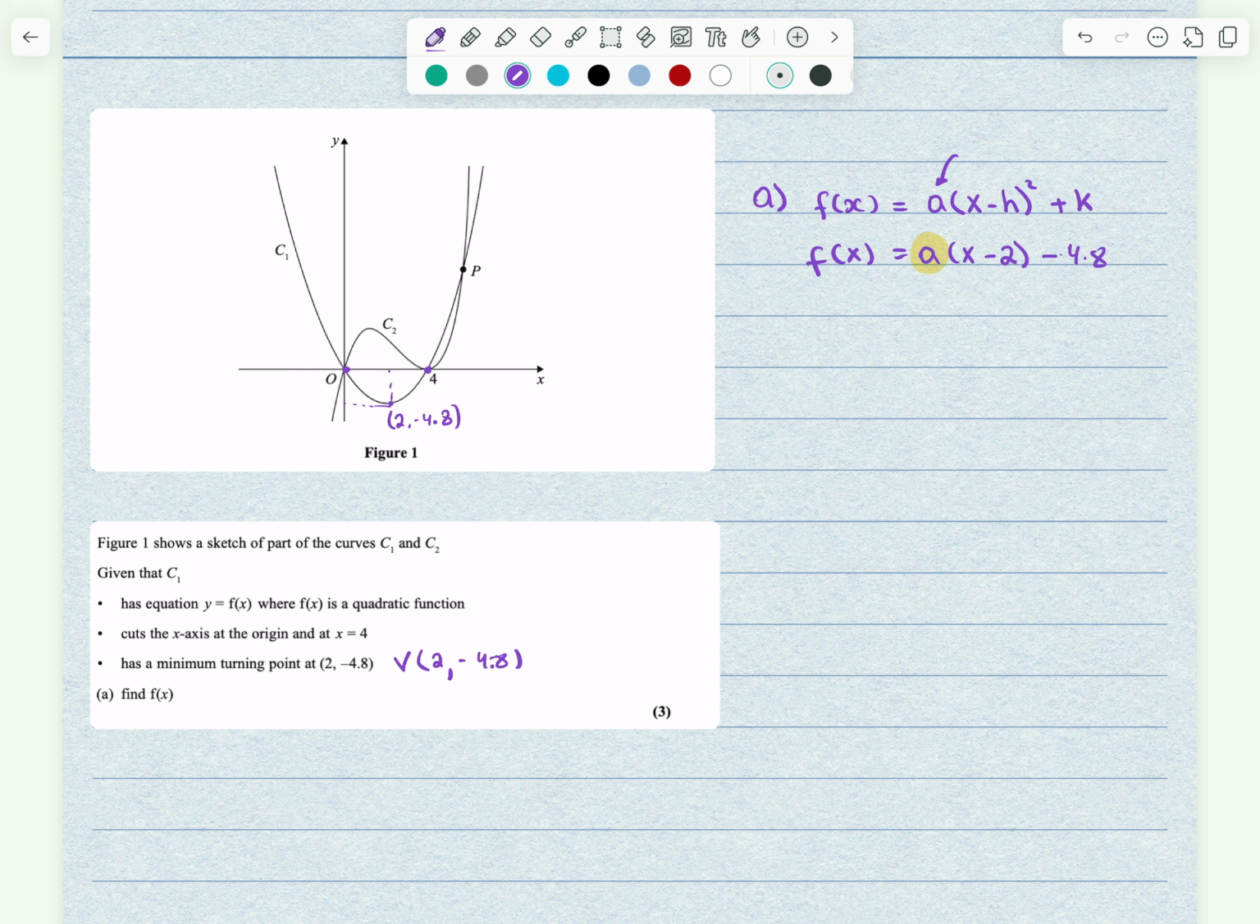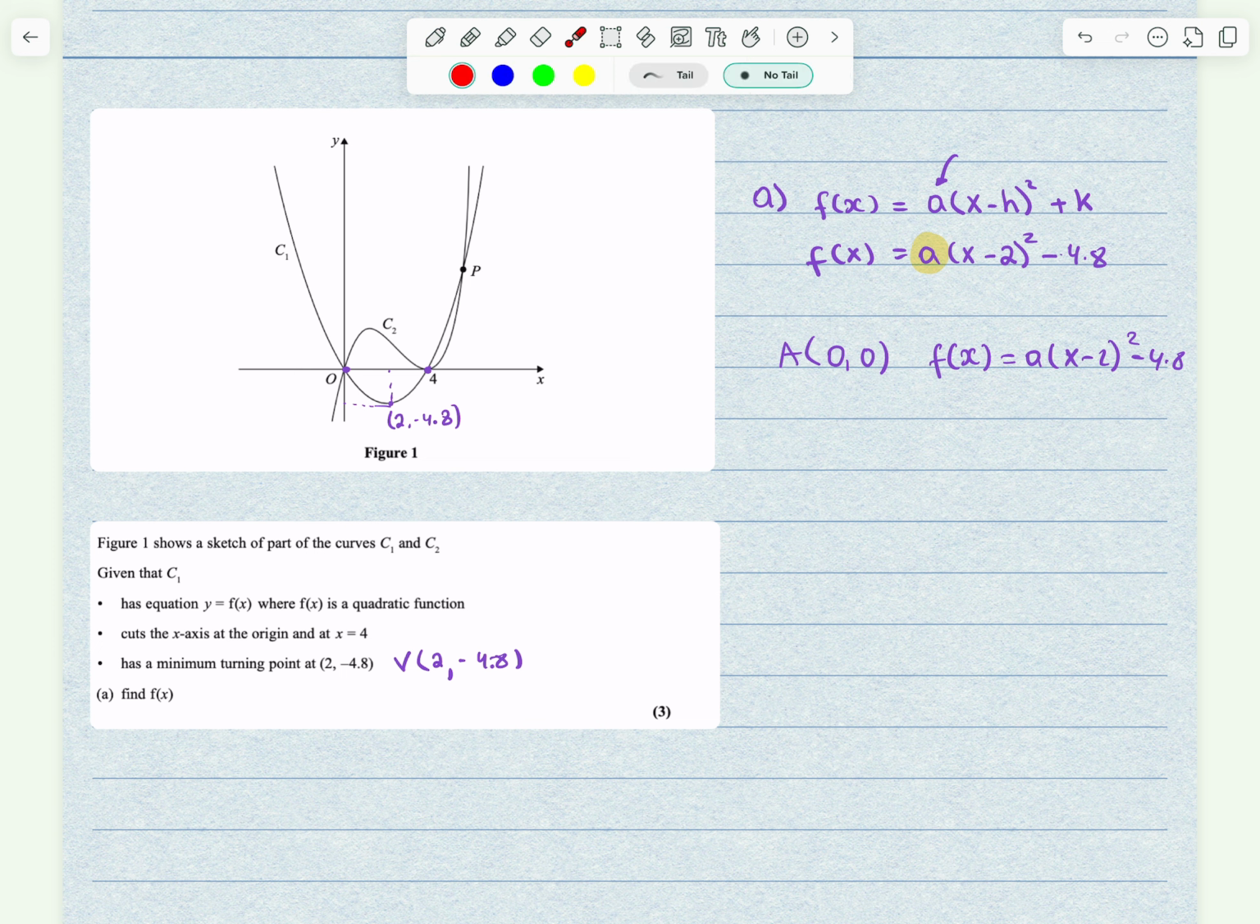Then I'm going to be using 0, 0 for this. Why 0, 0? I'm going to call it point A, 0 and 0. And then f of x equals a times x minus 2 squared, there's a square over here, minus 4.8. Why am I taking 0, 0? Because it's easy to work with. I can take 4 and 0 as well, I'm going to be doing a little bit more calculation, not a big deal, but I'm not going to take it. It's better to always take the easiest ones.